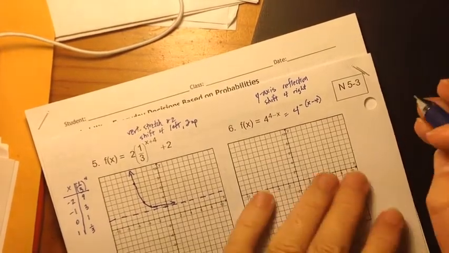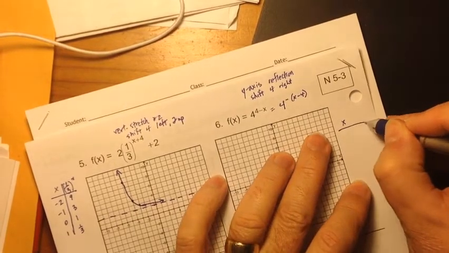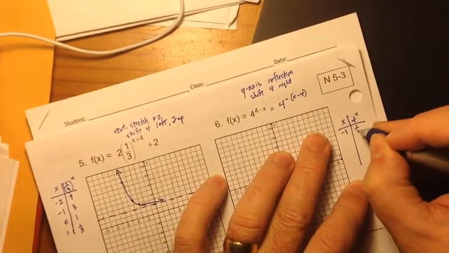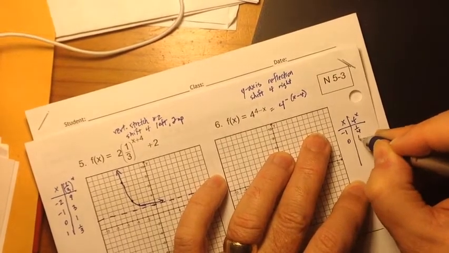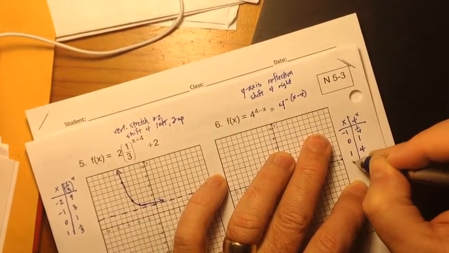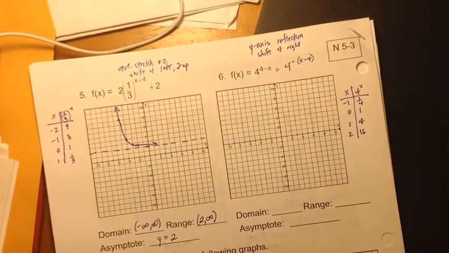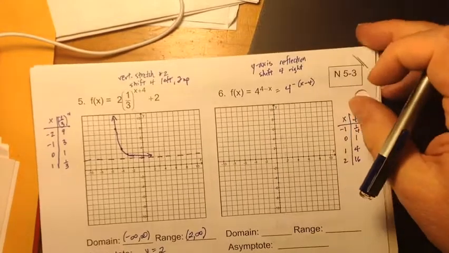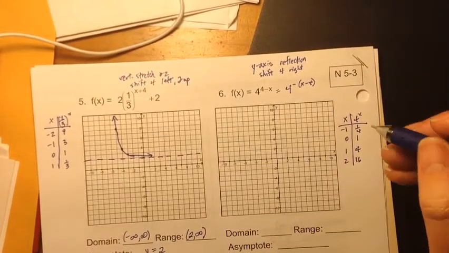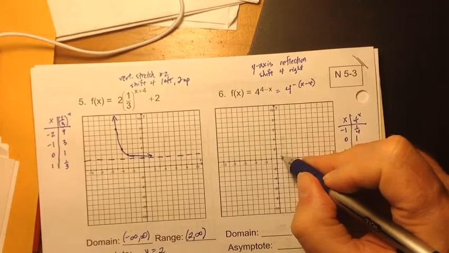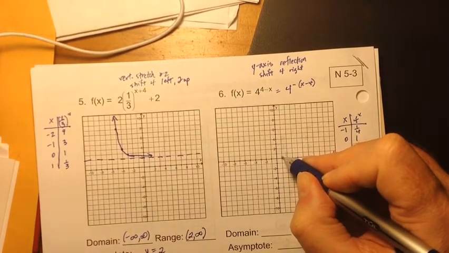So let's make a little table here. I'm going to have x. I'll have 4 to the x power. Negative 1 would be 1/4. 0 would be 1. 1 would be 4. And by the time I get to 2, I'm way off the graph at 16. So if I do negative 1 is 1/4. I have a y-axis reflection. It's going to reflect across here to positive 1/4.